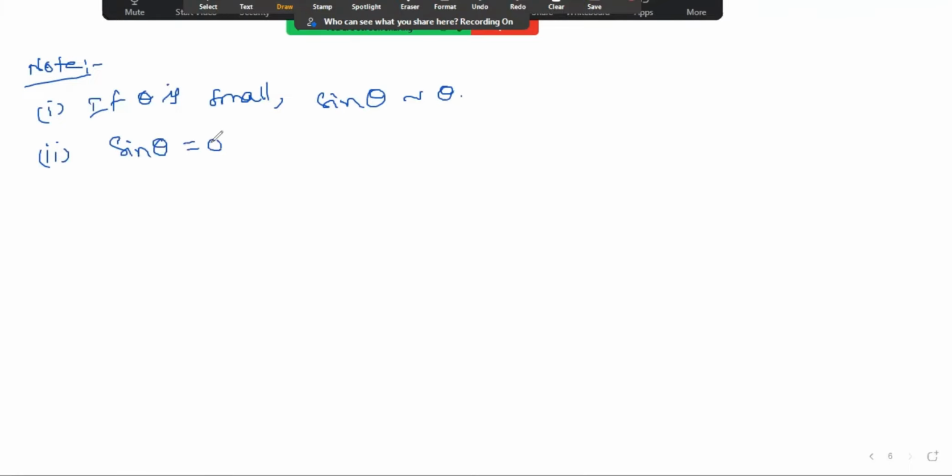Then we have some key points to take note of whenever we are using them in physics. Let's say approximation: if theta is small, then sine theta is approximated as theta. Second, if sine theta equals 0, the solution can be written as theta is equal to plus or minus n pi, where n runs from 0, 1, 2, like that.